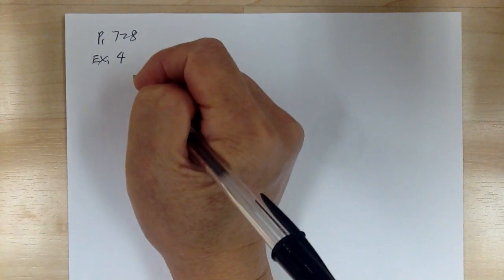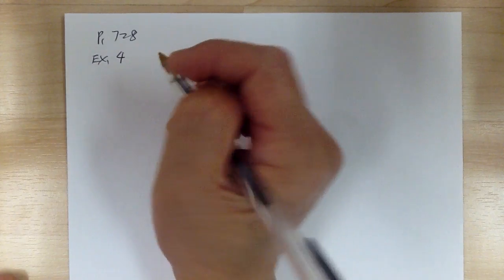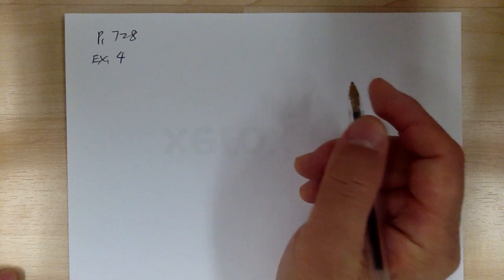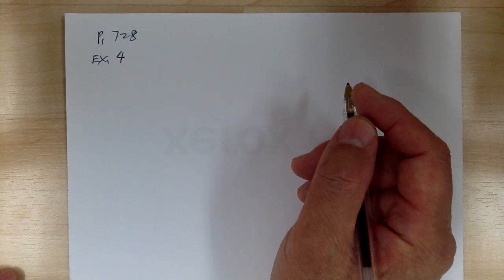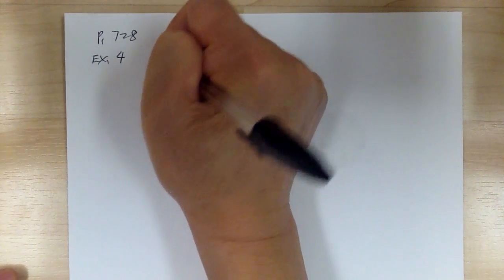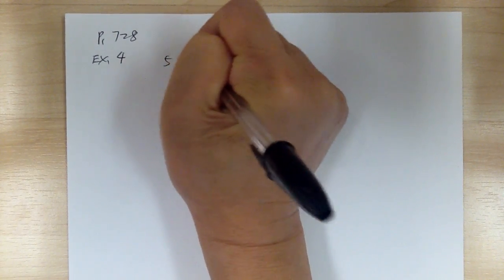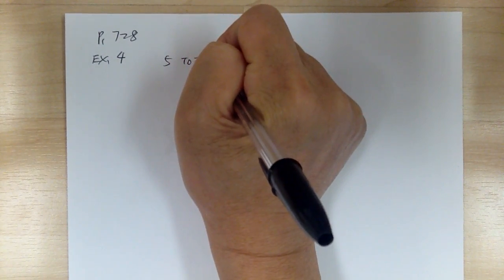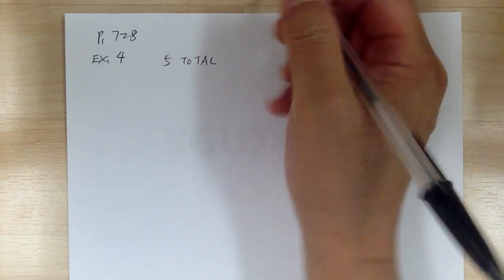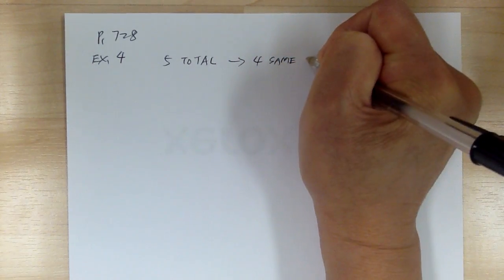It says a standard bridge deck of cards consists of 4 suits: diamonds, clubs, hearts, and spades, of 13 cards each. This is just in case, for those who are not familiar with cards. It says how many 5 card hands can be dealt, including 4 cards from the same suit. So there are 5 cards total. It must include 4 cards from the same suit and 1 from a different suit.